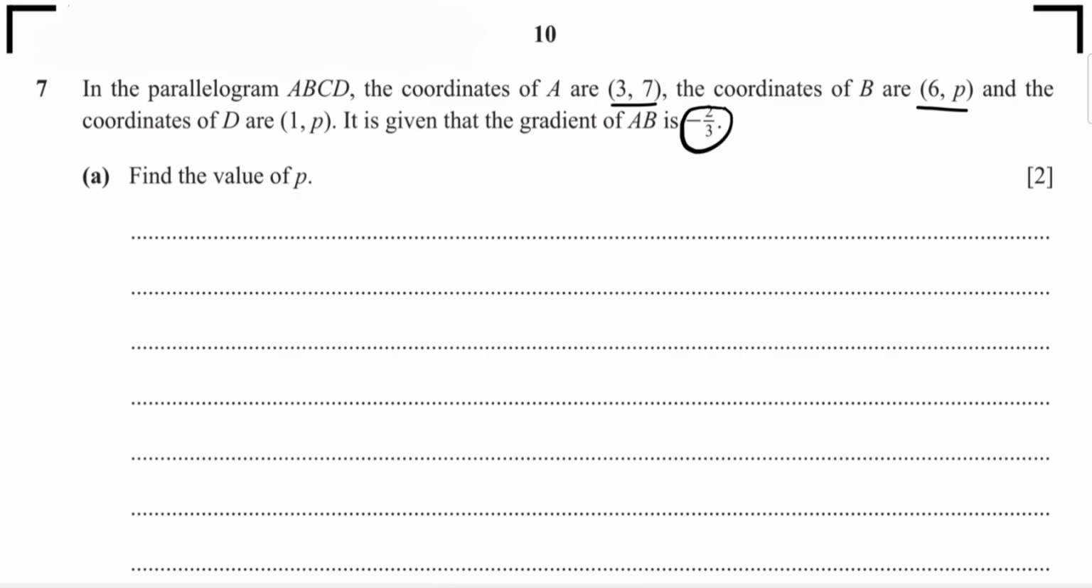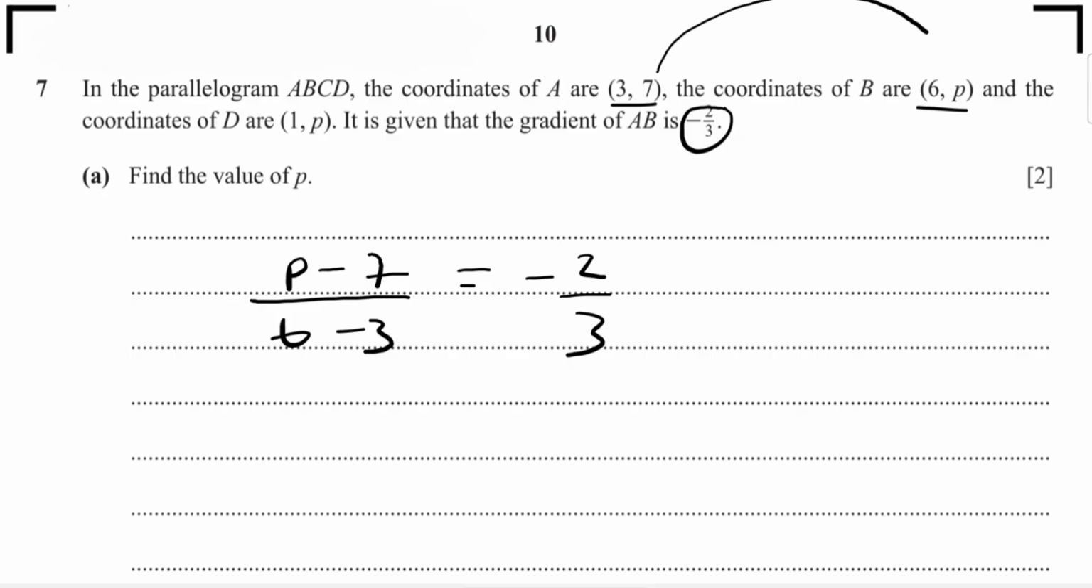So for us to find the gradient, it's p minus 7 over 6 minus 3, right? And we're told this is equal to minus 2/3. You can also start with 7 minus p, but make sure that if you start with 7 minus p, you also say 3 minus 6, right?